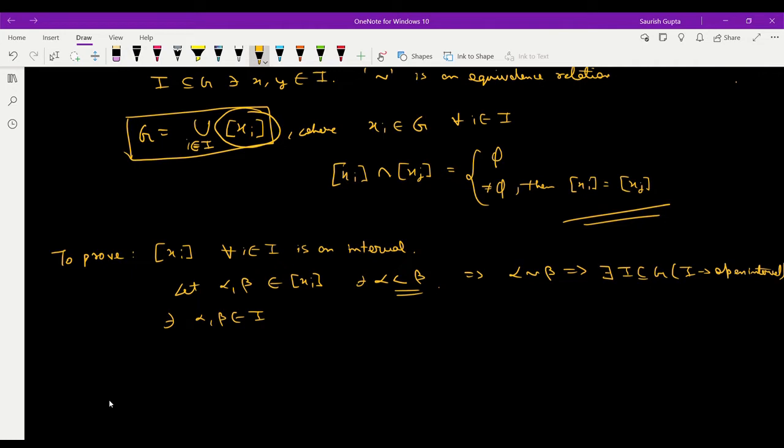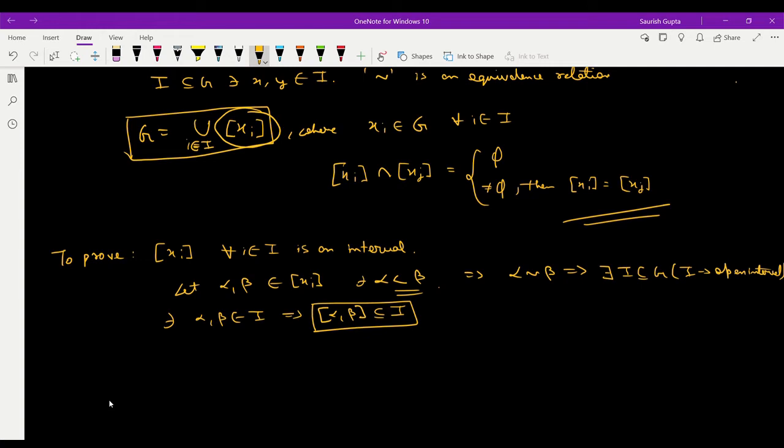Now if there exists an open interval I such that alpha and beta belong to I, what does that basically mean? That means this closed interval alpha beta is contained in I, because alpha and beta belong to I, and every element between alpha and beta belongs to I. So this closed interval alpha beta belongs to I. Is it clear?